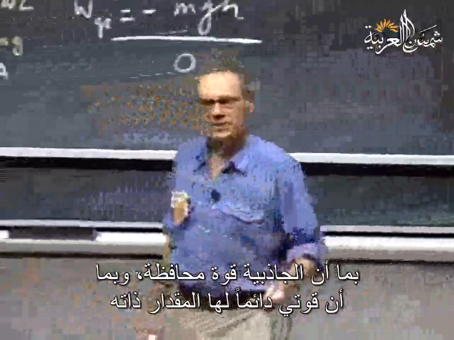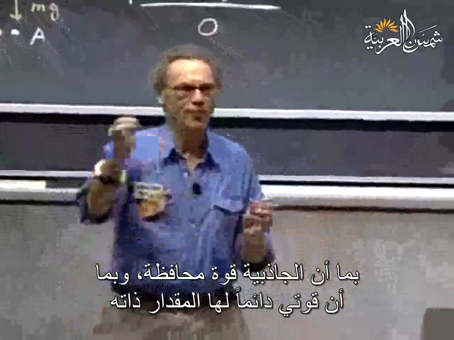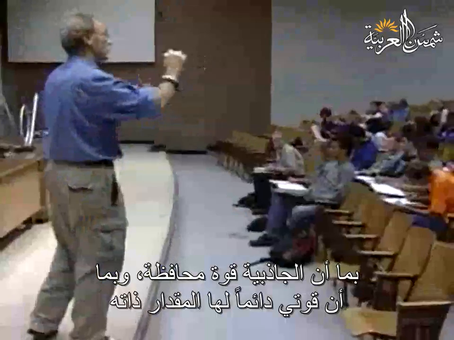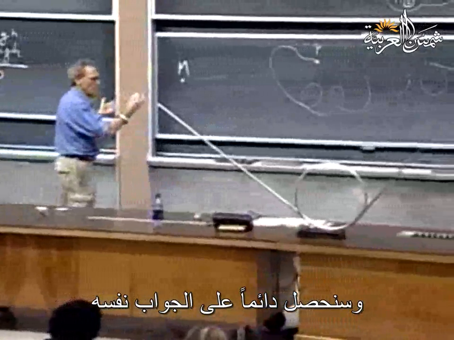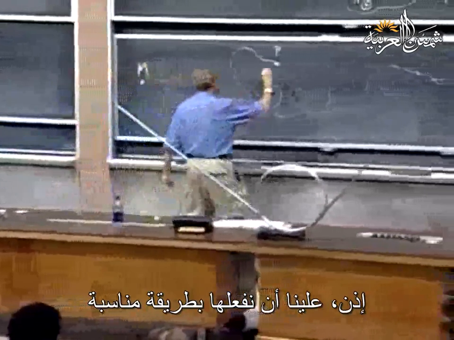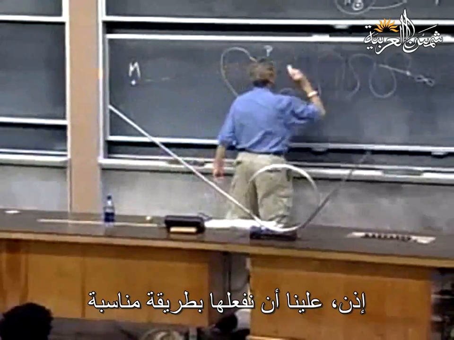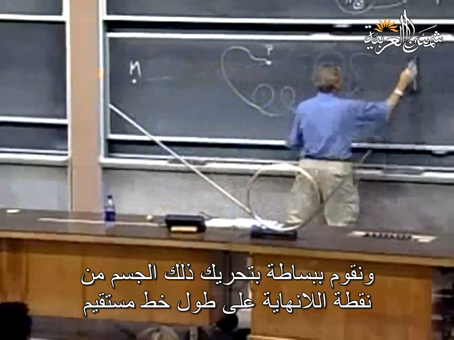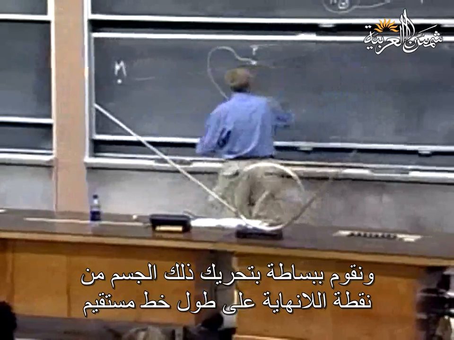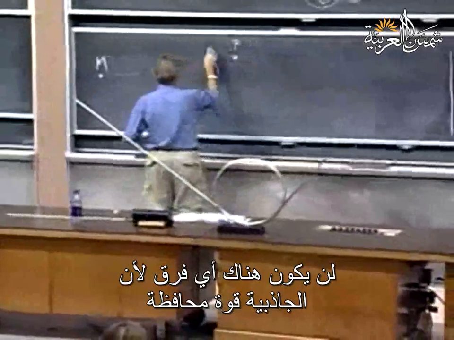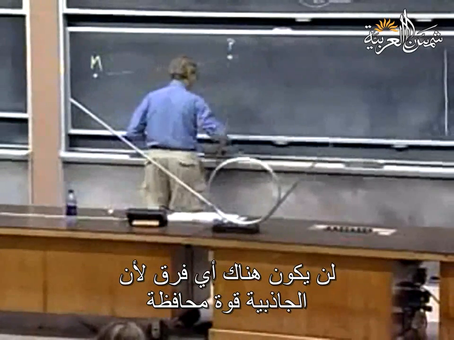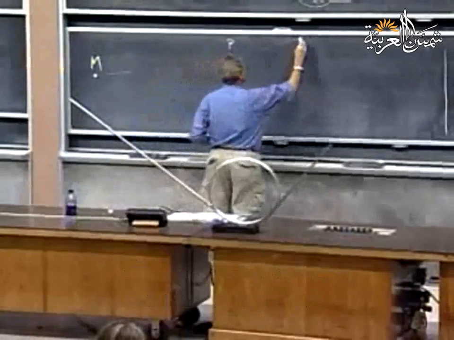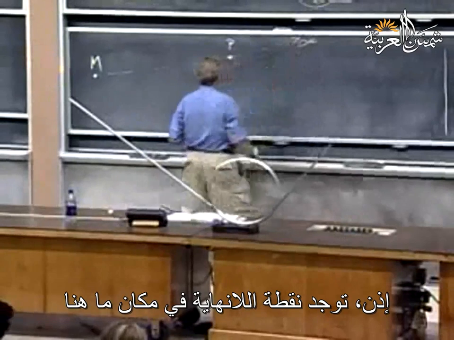Since gravity is a conservative force, and since my force is always the same in magnitude except in opposite direction, it doesn't matter how I move in, it will always come up with the same answer. So we might as well do it in a civilized way and simply move that object in from infinity along a straight line. It should make no difference because gravity is a conservative force. So infinity is somewhere there.